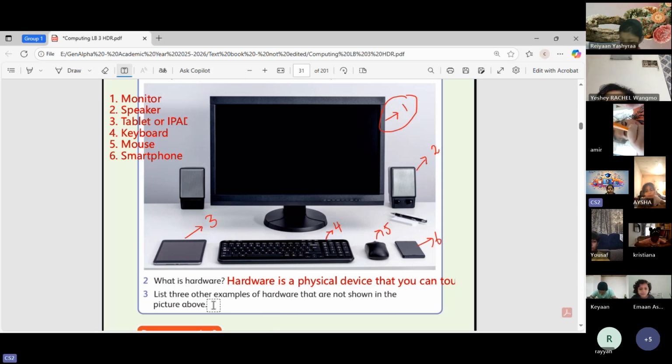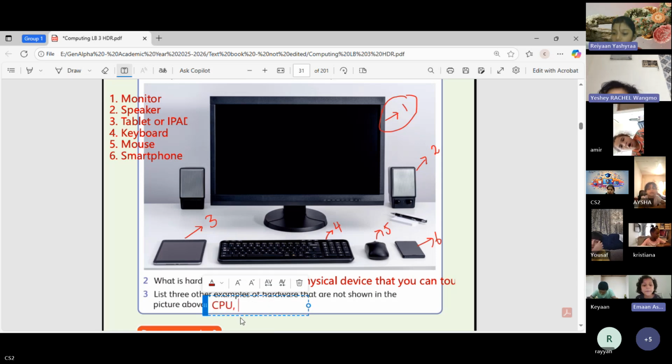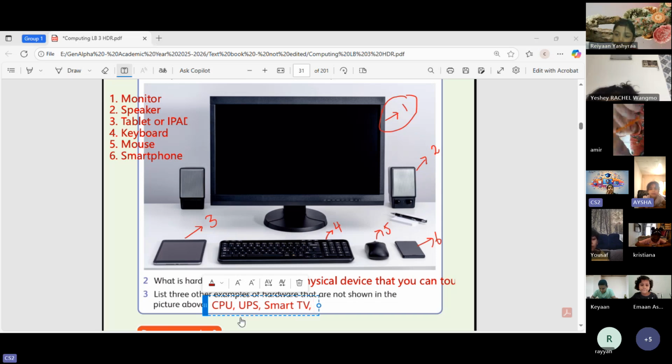Anything else? CPU. UPS. TV. UPS. Smart TV. Okay. Then smart bulb. PC camera. See, you think about the parts. The parts means some parts you can connect to the computer.